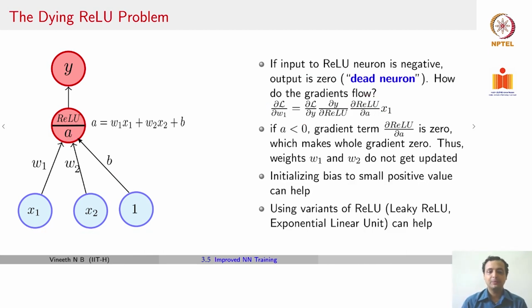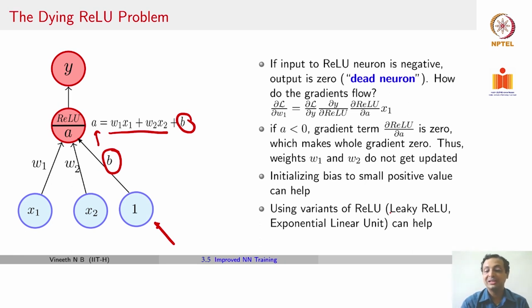A couple of ways. One is you could initialize your bias weight to a positive value. How does this help? In case W1x1 plus W2x2 turns out to be negative, having a positive value here may push A towards the non-negative side, and this could help ReLU get activated and the gradients start flowing through this particular neuron.